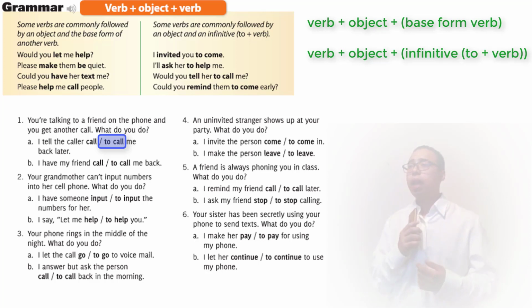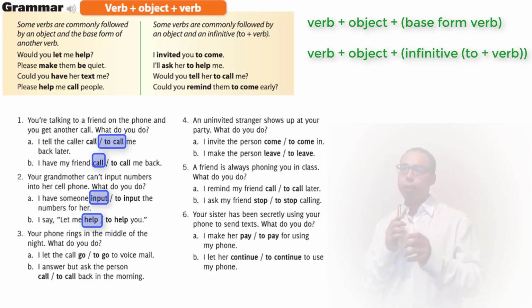Okay, B says, I have my friend call me back. Here we didn't use the to because we have the word have. Okay, let's see another example. Number two, your grandmother can't input numbers into her cell phone. What do you do? I have someone input the numbers for her. Do you see the similarity? It has the word have. So sometimes you have to just look out for the words in the context. I say, let me help you. Now here we don't use the to because it's not going to be to do something. It's let me help you.